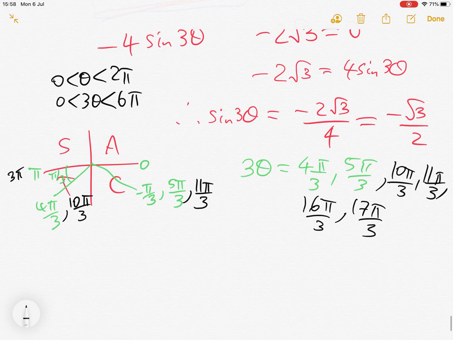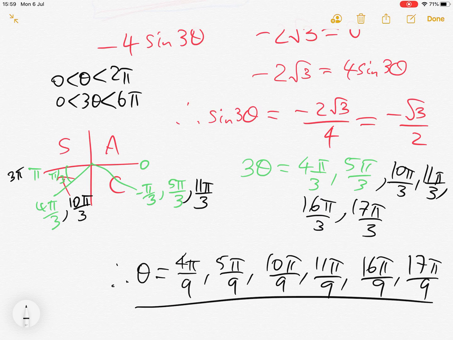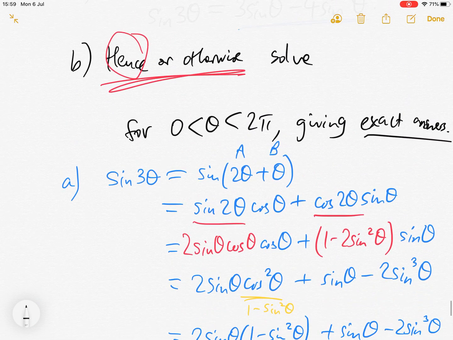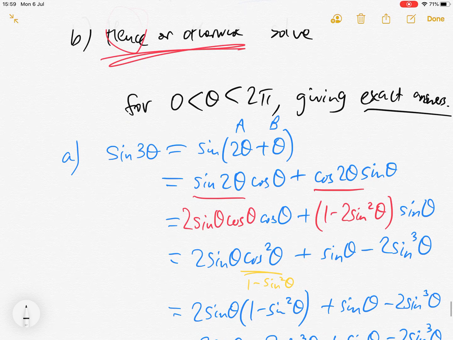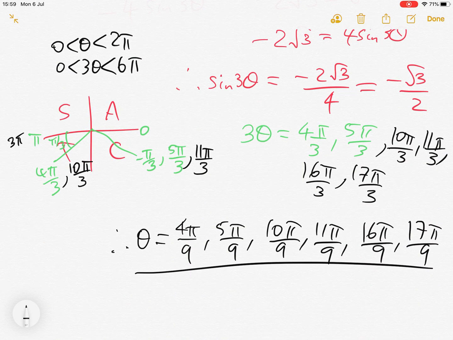And now we can say, therefore, theta is all of these divided by 3. So that's 4 pi by 9, 5 pi by 9, 10 pi by 9, 11 pi by 9, 16 pi by 9, and 17 pi by 9. And note that you can't convert these into decimals because the question is very clear that you have to give exact answers. So we have to leave things in terms of pi.